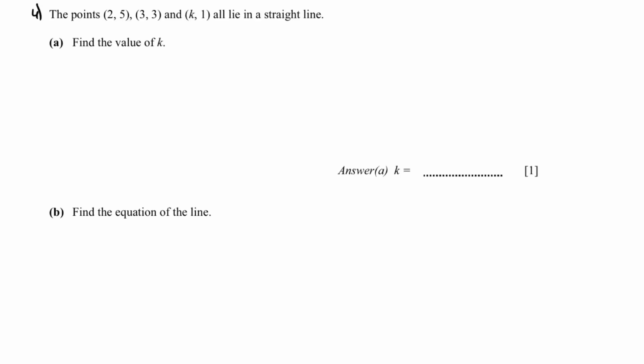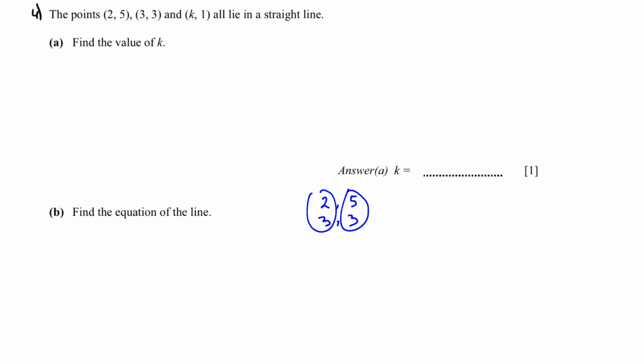Part B tells us that we need to find the equation of the line. For this question, it will be easier for us to find k when we have the equation of the line. So we'll first find the equation of the line. We'll write down the 2 points that have been given to us: (2, 5) and (3, 3). These are our 2 points.